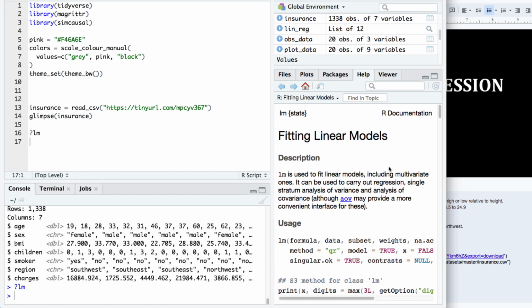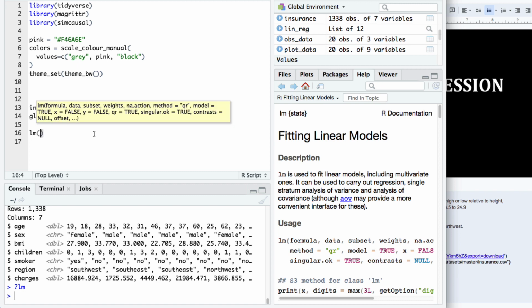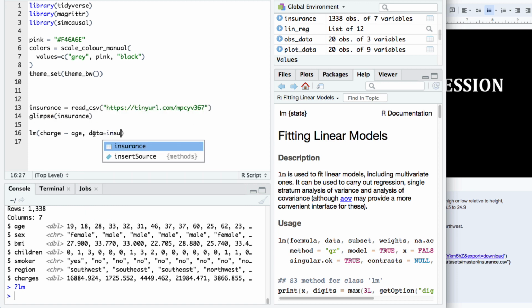So, fitting linear models. The basic syntax is you have lm, and then you type whatever you want the outcome variable to be. In this case, I want charges to be the thing that we're predicting, and then you put a little tilde, and then you put what you want to use as your predictor. Here I'm just going to start with a single predictor, age, and then you say what data you're going to use. Here I'm going to use the insurance data.